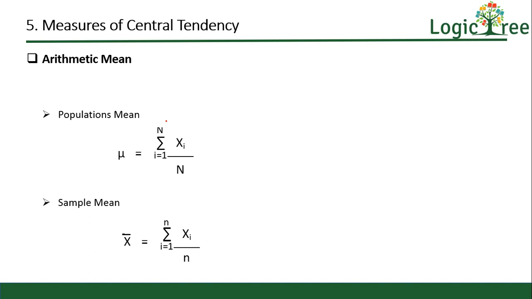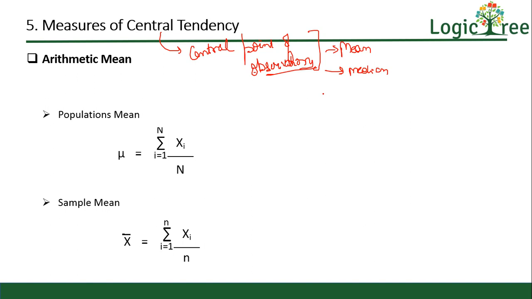Let's come to the measures of central tendency. So first, central tendency is finding the central point of my observations. These include mean, median, and mode.